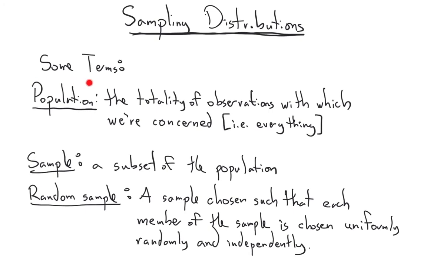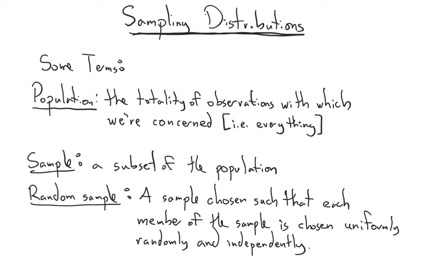The first one is a population. Basically, you can think of a population as everything that you want to study. It's the totality of observations with which we're concerned. A sample is some subset of that, so any usually smaller amount that you pick from the population. And we care about a particular type of sample. We want our samples to be random.